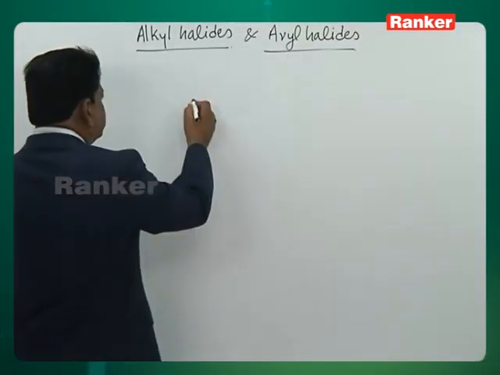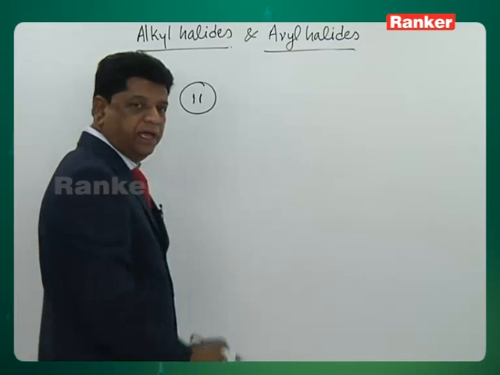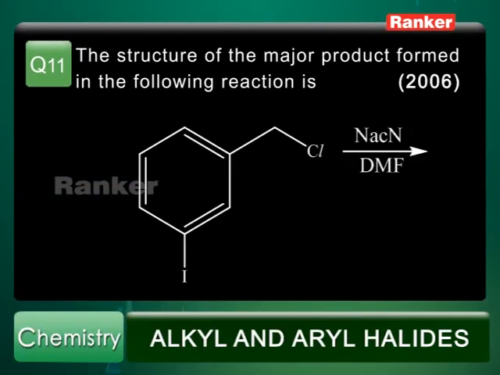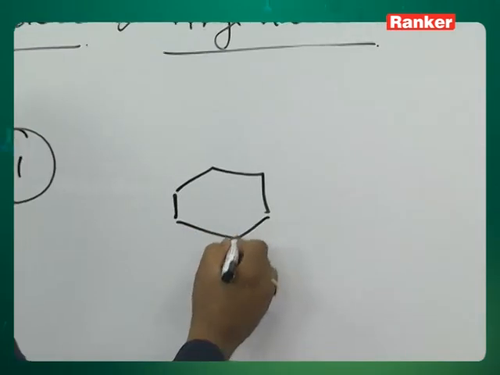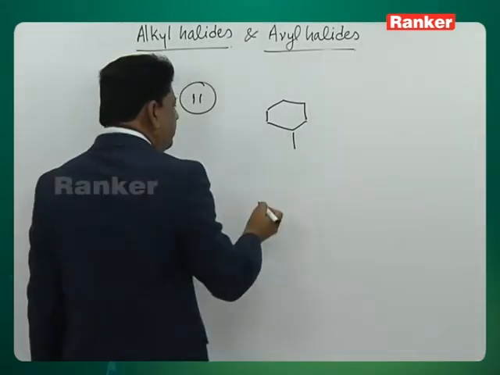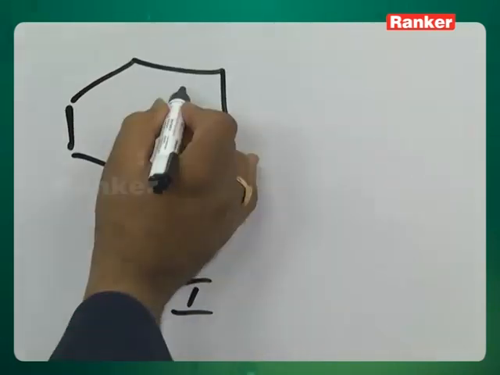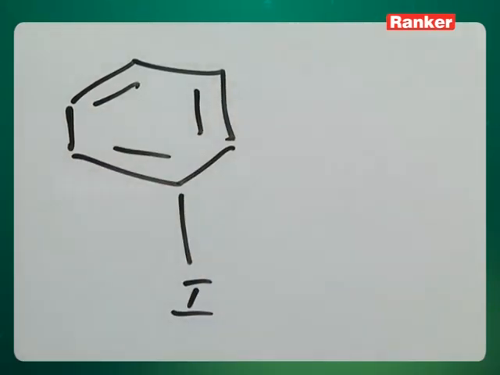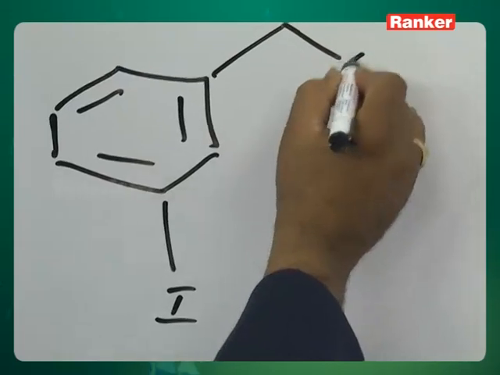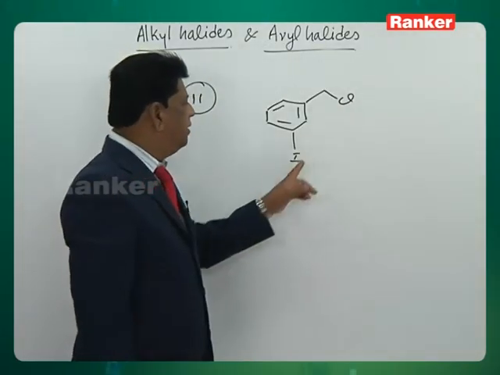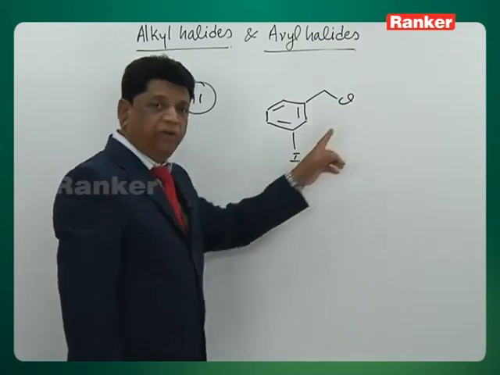So let's go for the next question. 11th question. The structure of the major product formed in the following reaction is a question from 2006. A benzene is given attached to an iodo compound, and there is another branch on which a chlorine is there. So these both the halogens are not the same type. One is iodine, one is chlorine.